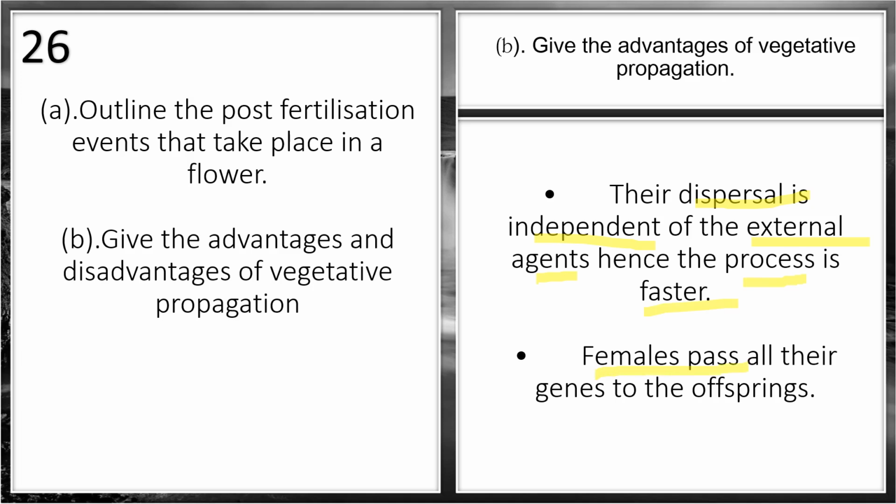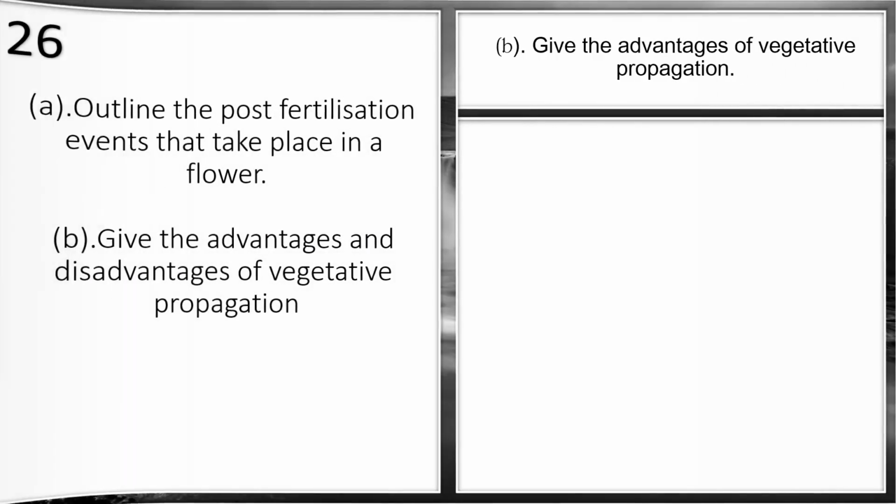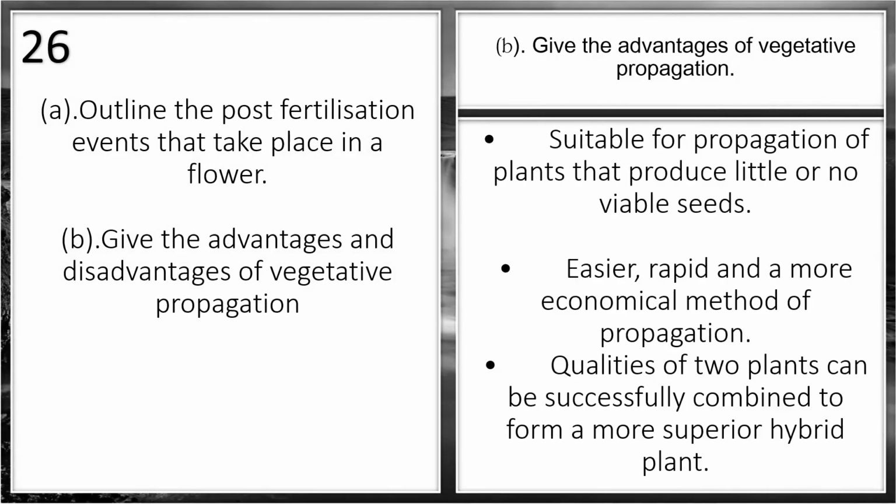Females pass all their genes to the offspring. It is suitable for propagation of plants that produce little or no viable seeds. It is an easier, rapid, and more economical method of propagation. The qualities of two plants can be successfully combined to form a more superior hybrid plant.